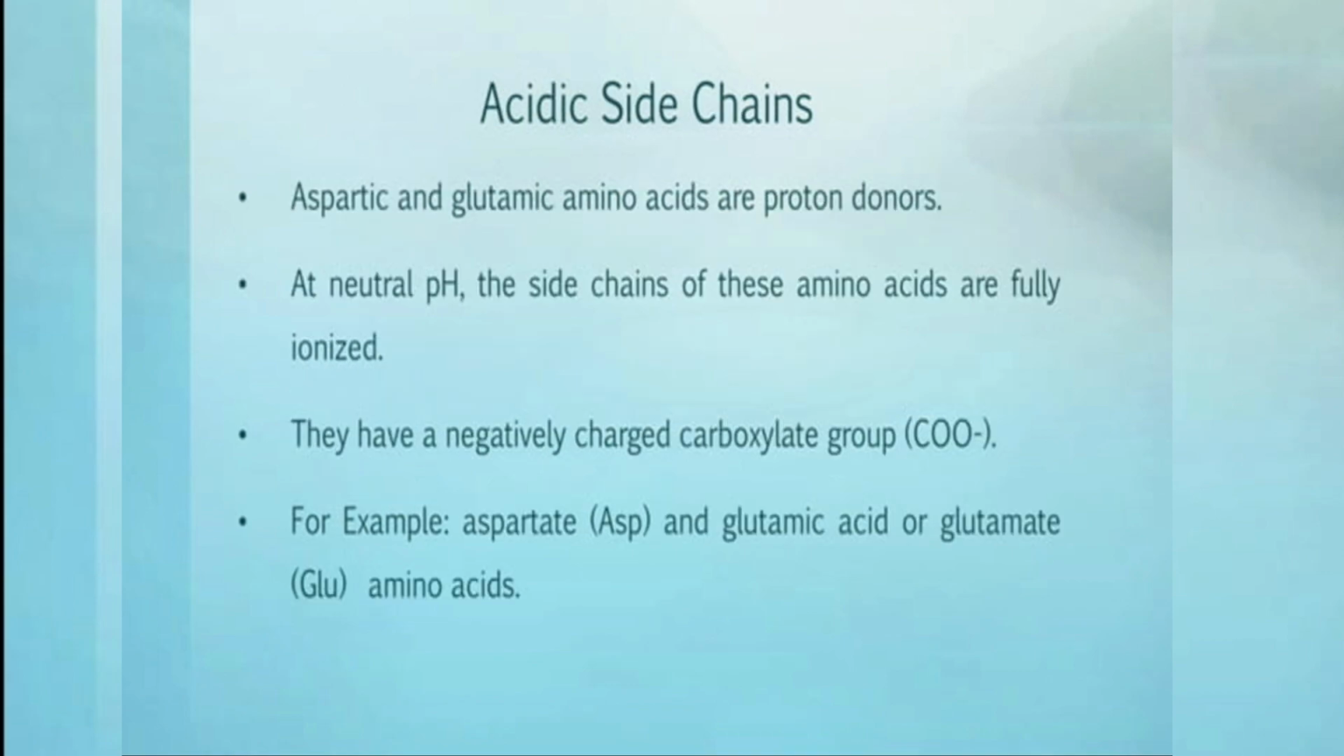Acidic side chains. Aspartic and glutamic acid are proton donors. At neutral pH, the side chains of these amino acids are fully ionized. They have a negatively charged carboxylate group. For example, acidic chains: aspartic acid and glutamic acid, also called aspartate and glutamate.